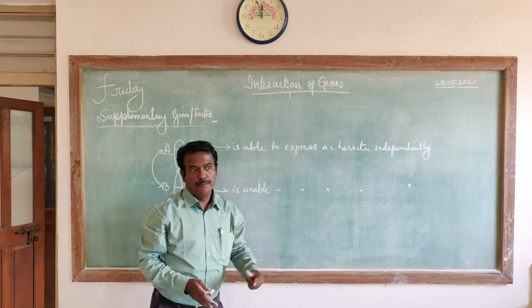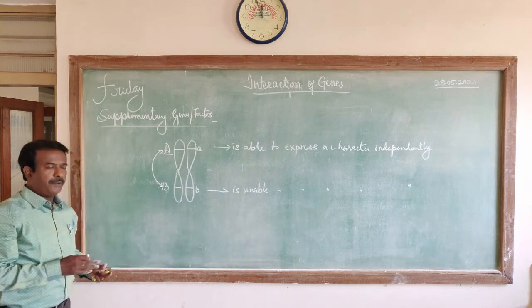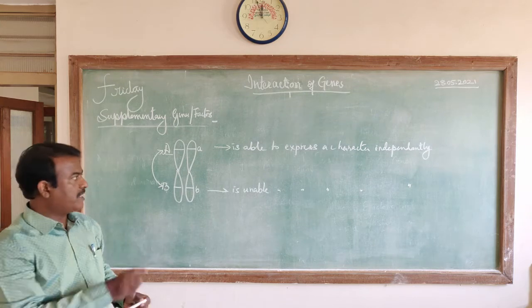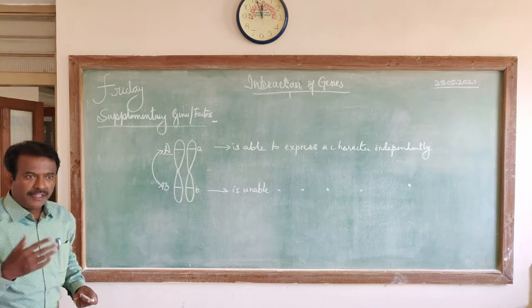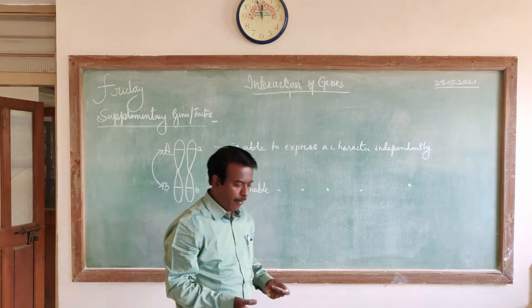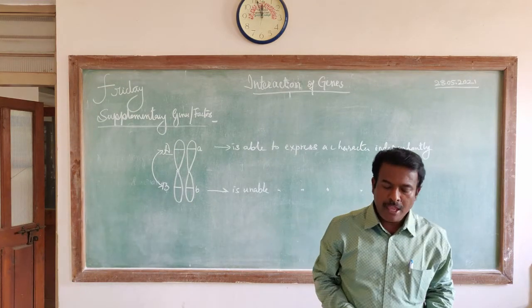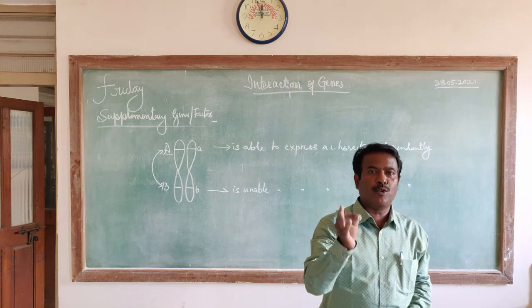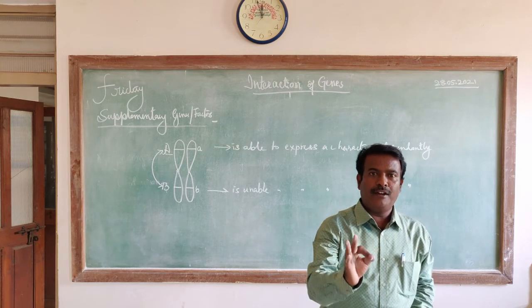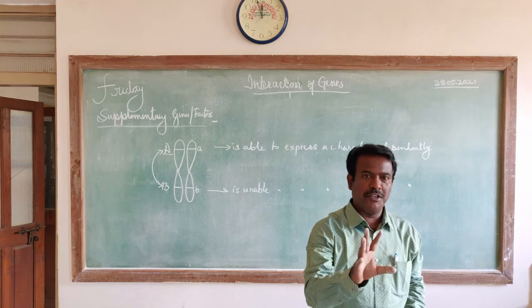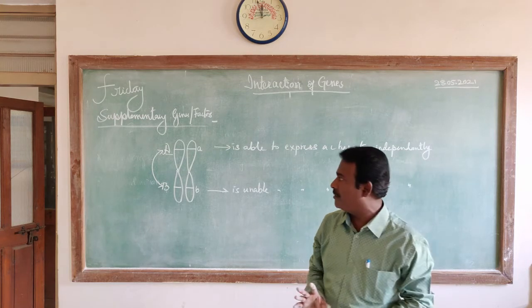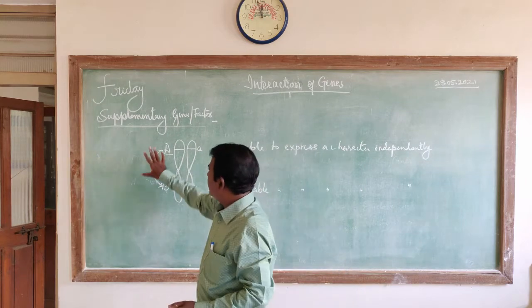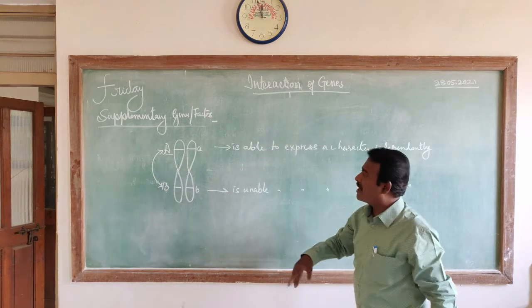How is this possible? We can witness this type of interaction as a supplementary genes interaction in the case of comb shape or comb pattern in fowls. You know, fowl, it could be cock or hen. We call it fowl.